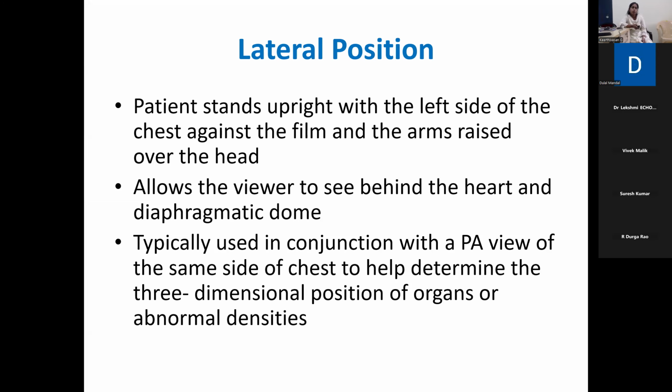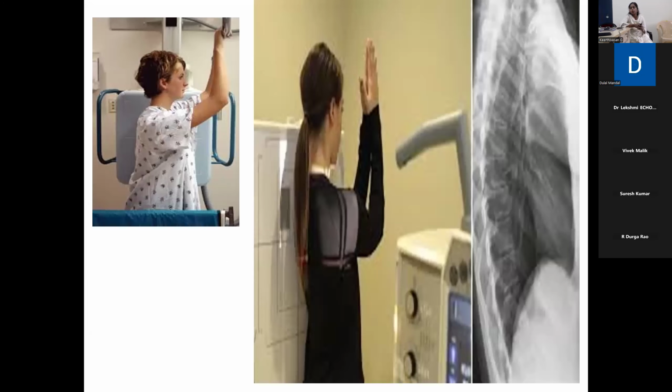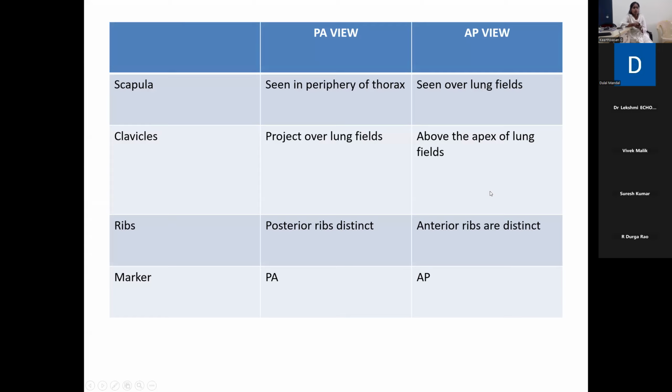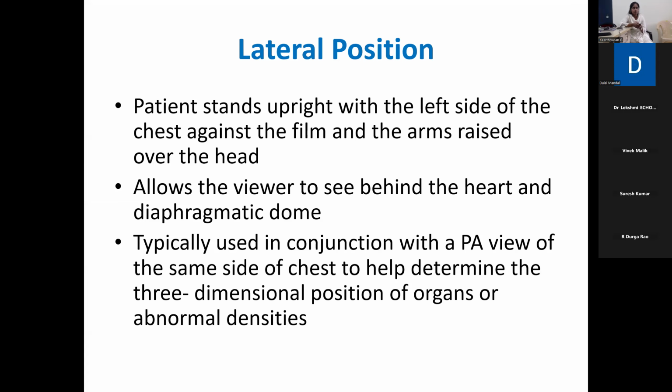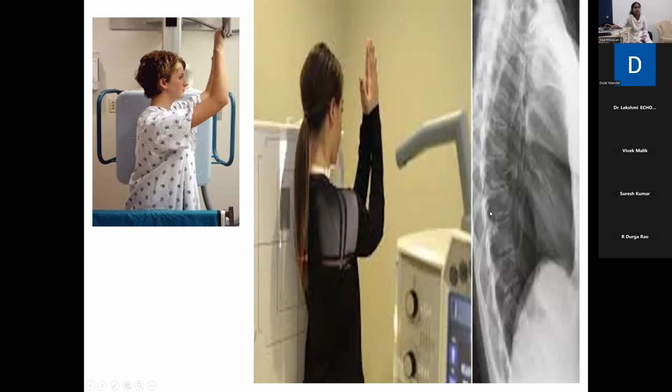So next is the lateral position. In this lateral position, the patient is standing on the lateral side. Okay, on the lateral, this is the X-ray cassette and the patient is standing on the lateral side. It may be left or it may be right depending on what view you want. And the hands are raised over the shoulders so that they do not obscure the view. Okay, so you get a film like this.